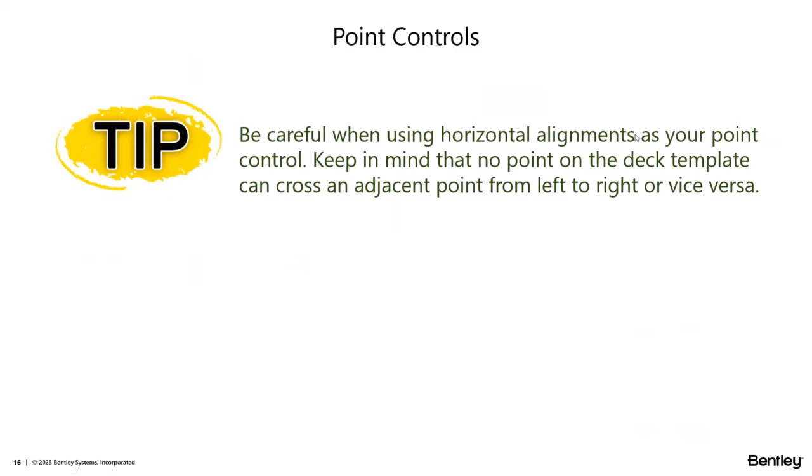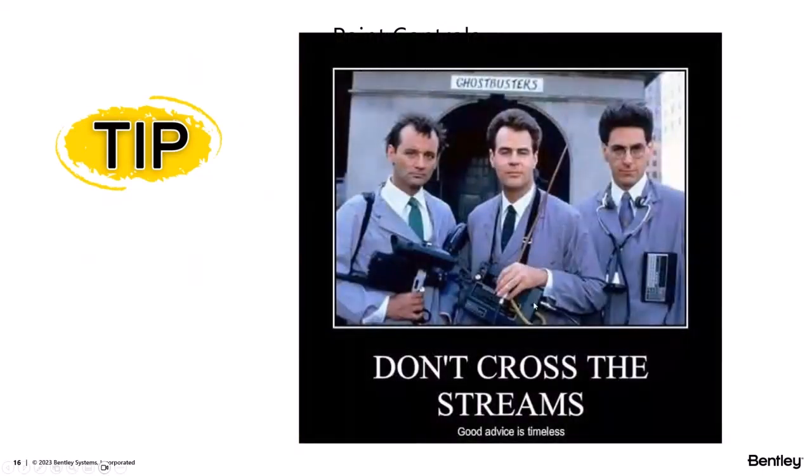Point controls. You cannot have any point on your deck template cross an adjacent point. All right. So let's say you can't have the right edge of deck cross the point at the profile grade line. All right. Or in simpler terms, don't cross the streams. Okay. Good advice is timeless here. And you will get some kind of an obscure message if your point controls attempt to do something like that.